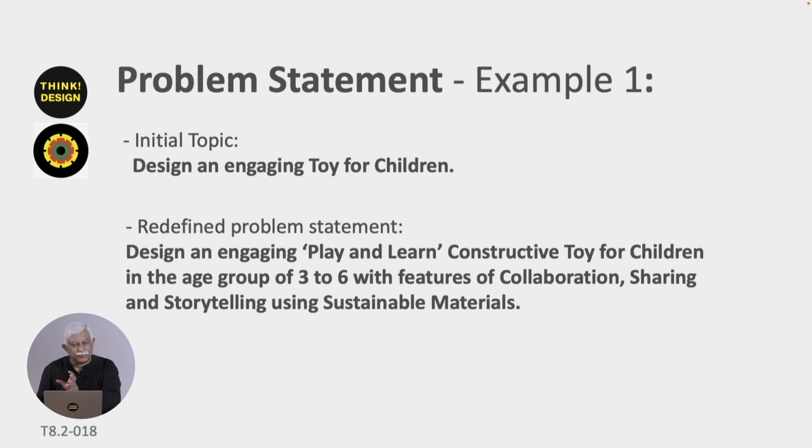Okay. And what kind of toy? It is a constructive toy, that means that you build it together, right, and it is in the age group of 3 to 6, okay, and it has features of collaboration, sharing and storytelling, and also it defines what kind of materials it is using, sustainable materials. So, this defined problem statement is a lot more detailed, and now it is time for you to put on your thinking hat and think of ideation. Okay. So, that is the next step in the process.